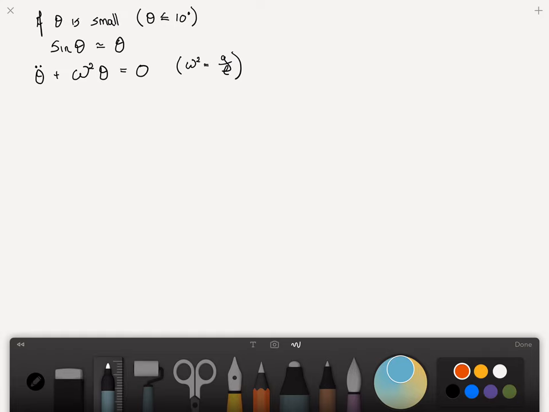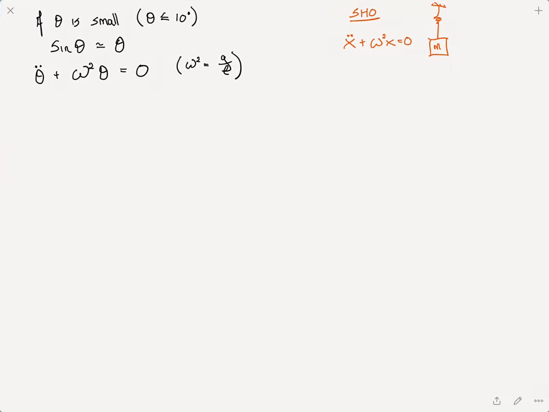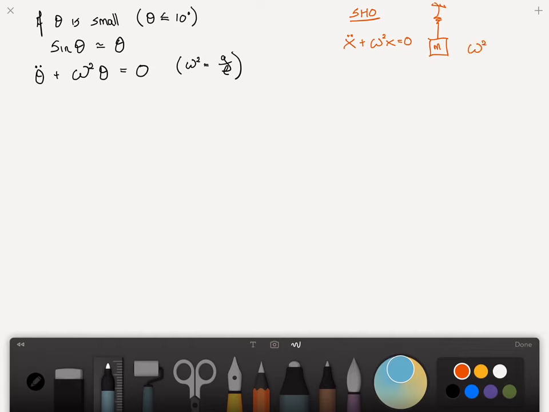Now, we've seen this equation in the simple harmonic oscillator. I'm just going to write it here to keep it separate. But for the simple harmonic oscillator, which was the mass spring system, we found that x double dot plus omega squared x was equal to 0, where in this case omega squared was k over m. And we know that the solution to that was that x of t was equal to c1 cosine omega t plus c2 sine omega t.